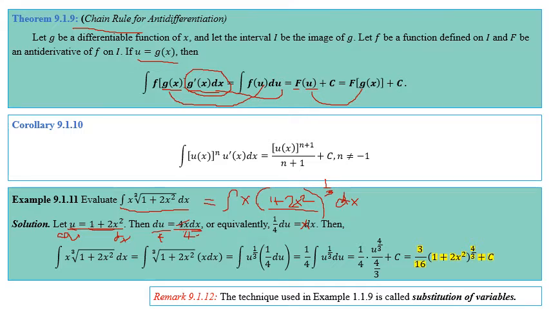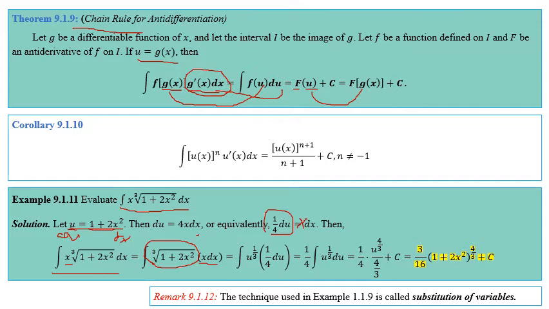Then, this is our original function that we can transform. So we have the integral of the cube root of 1 plus 2x squared times x dx, and x dx can be replaced by 1/4 du. Substituting, we get the cube root of u.